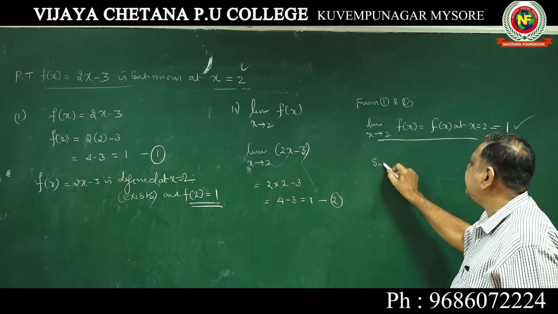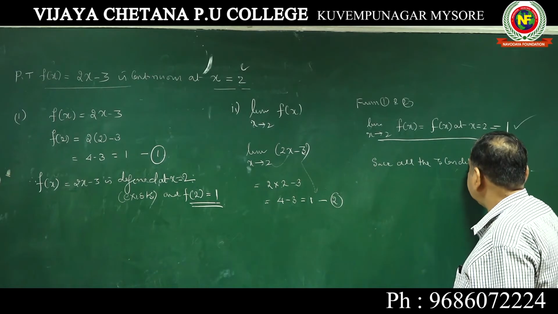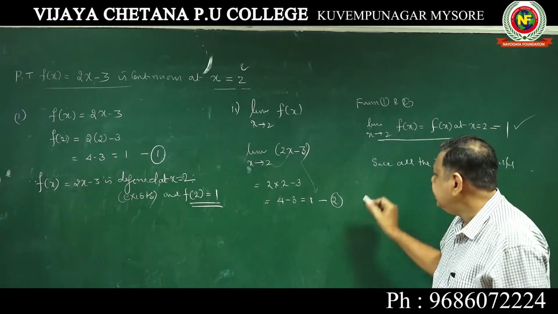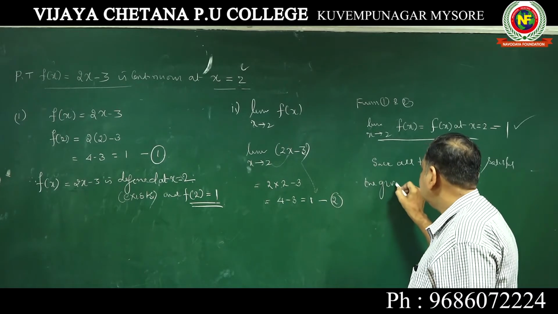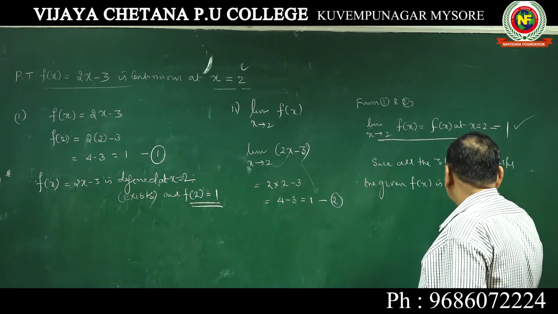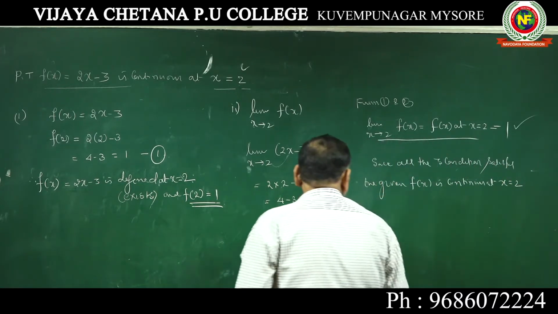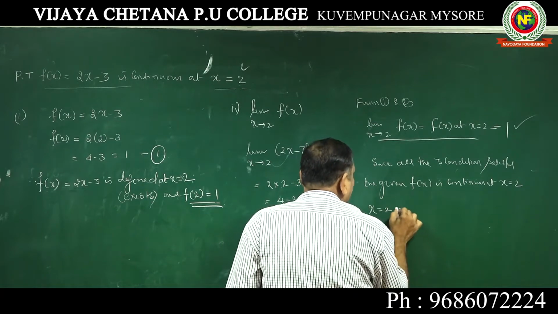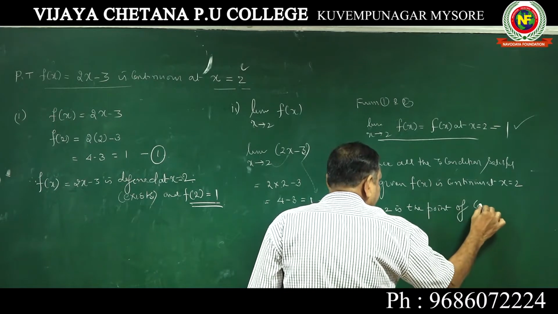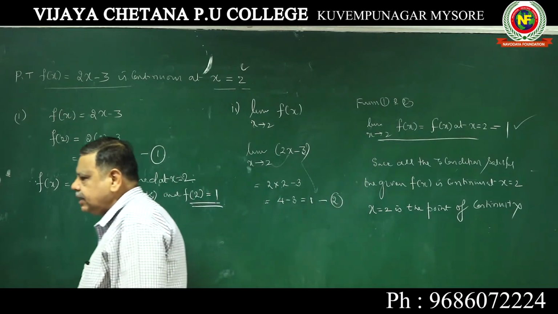Since all the three conditions are satisfied, this is how you have to present the answer. Satisfied, the given function is continuous function. The given function is continuous at x equal to 2, and you should also write x equal to 2 is the point of continuity. This was the problem.